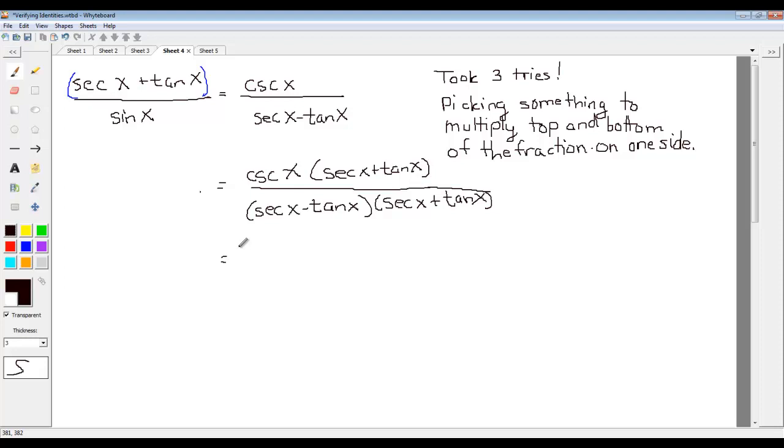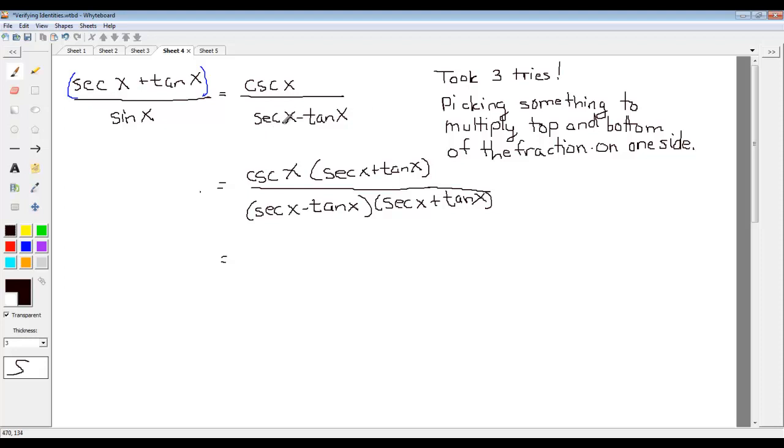At first, I tried multiplying the left side by secant x minus tan x. And that ended up being a big mess I just couldn't figure out. Maybe it works, but I couldn't get anywhere, so I gave up. Then I tried on the right side multiplying top and bottom by sine x. That ended up being a mess, didn't work.